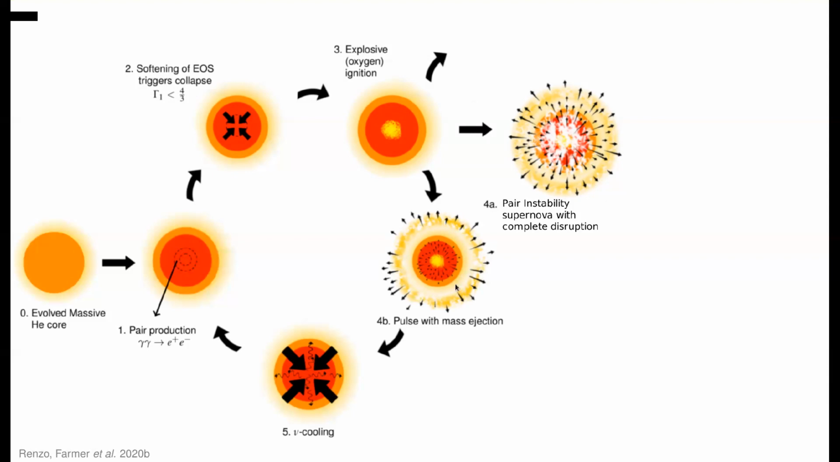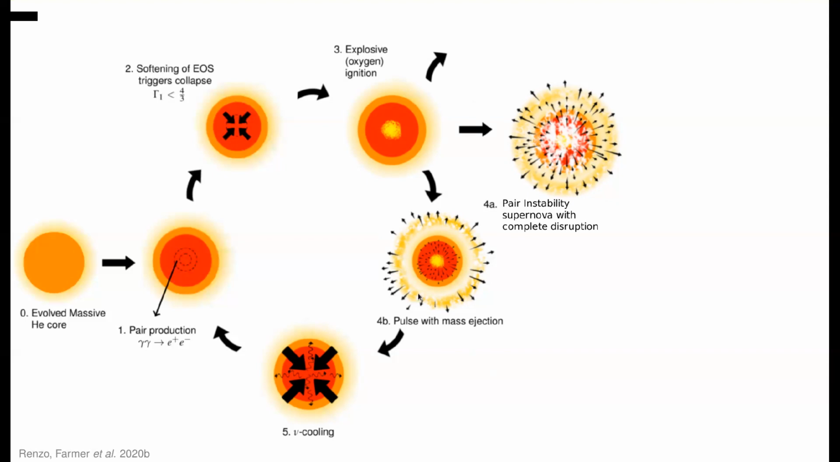And that is called a pulsational pair instability, because your star does a pulse, ejects some mass, but then it relaxes. As it relaxes, it cools, emitting neutrinos, losing entropy. And then the star can hit the instability again and loop through this circle a few more times. And each time you lose mass, you have a pulse.